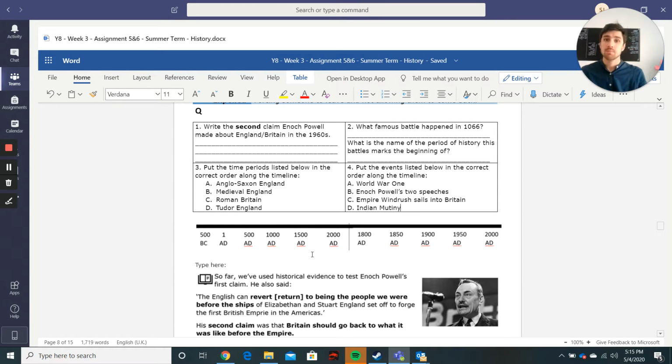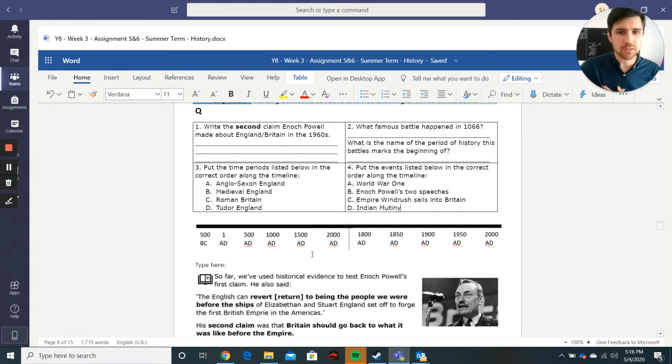Roman Britain, roughly 40 AD-ish until about 400, 440 AD. Ignore me. Tudor England then is from 1485 until 1603.